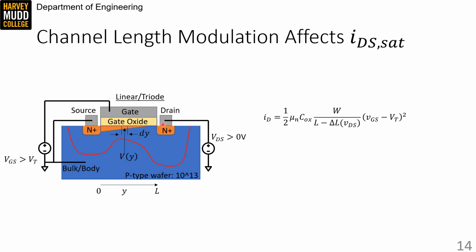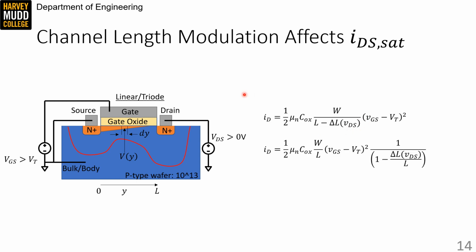by pinch-off, but really our channel doesn't reach all the way to L. It instead reaches to some shorter distance L minus delta L, where delta L is the size of the pinched off region. And it's worth noting that delta L changes a little bit as VDS changes. So I've included that correction by replacing L in this expression with L minus delta L.